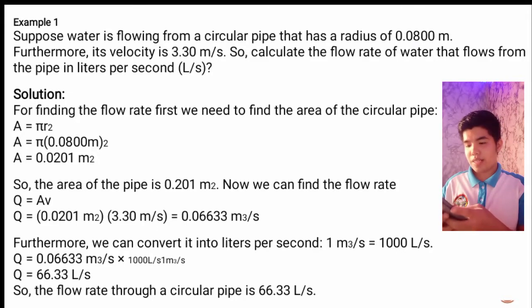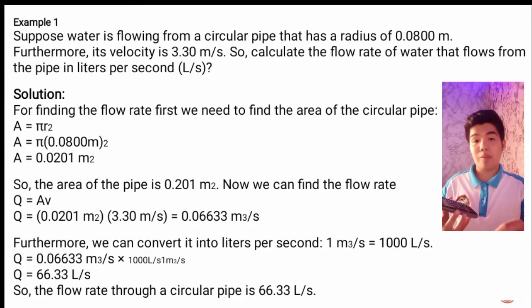Yung area natin na nakuha, 0.0201 times 3.30. Yun yung velocity niya. At lalabas dyan ay ang 0.06633 cubic meter. Napansin nyo bakit cubic meter? Kasi yun yung unit natin pagdating sa flow rate.